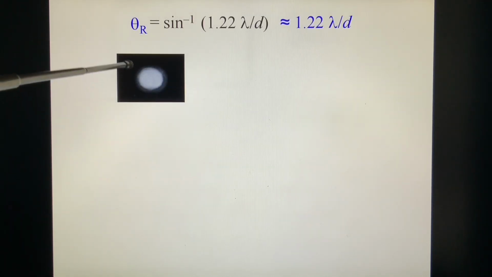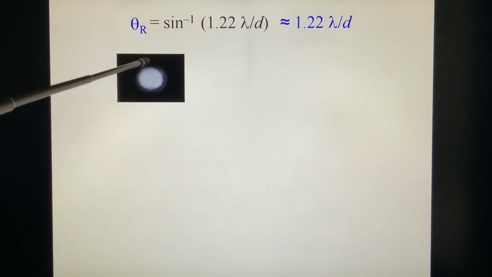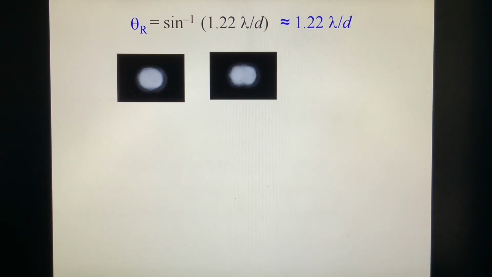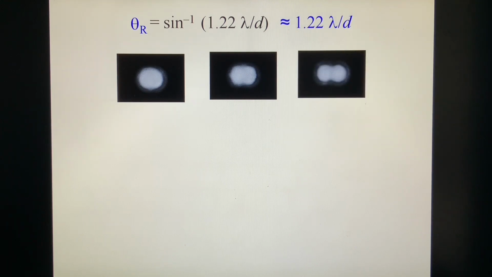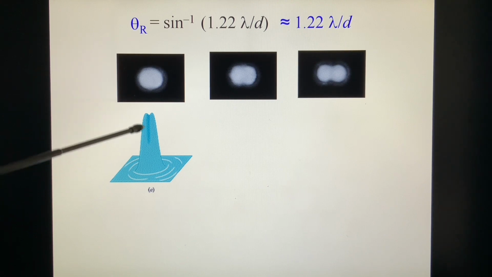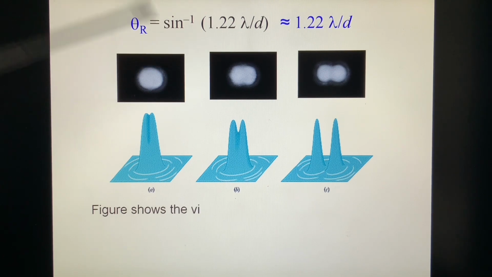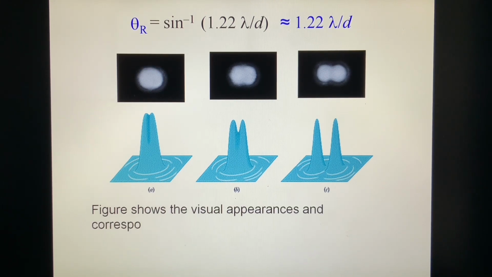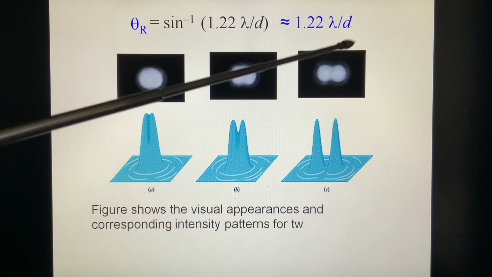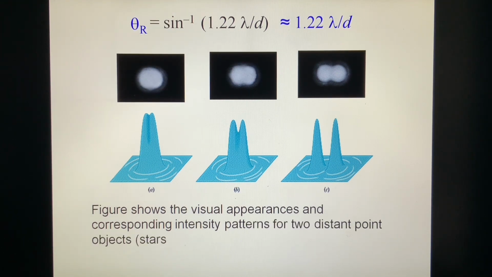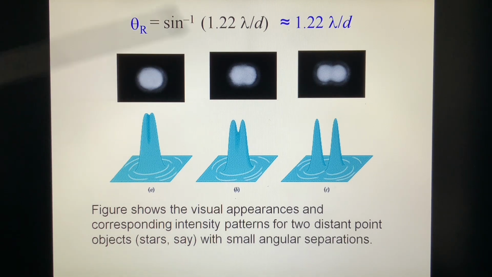Now let's look at the picture. In this one, you cannot tell if it is one or two objects, so basically this is one. In this picture, you see it might be starting to be two. And from this picture, you can tell this is two objects. This is two very close, a little bit separate, and this is clearly separate. So this figure shows the visual appearance and corresponding intensity patterns for two distant point objects, say stars, with small angular separation.